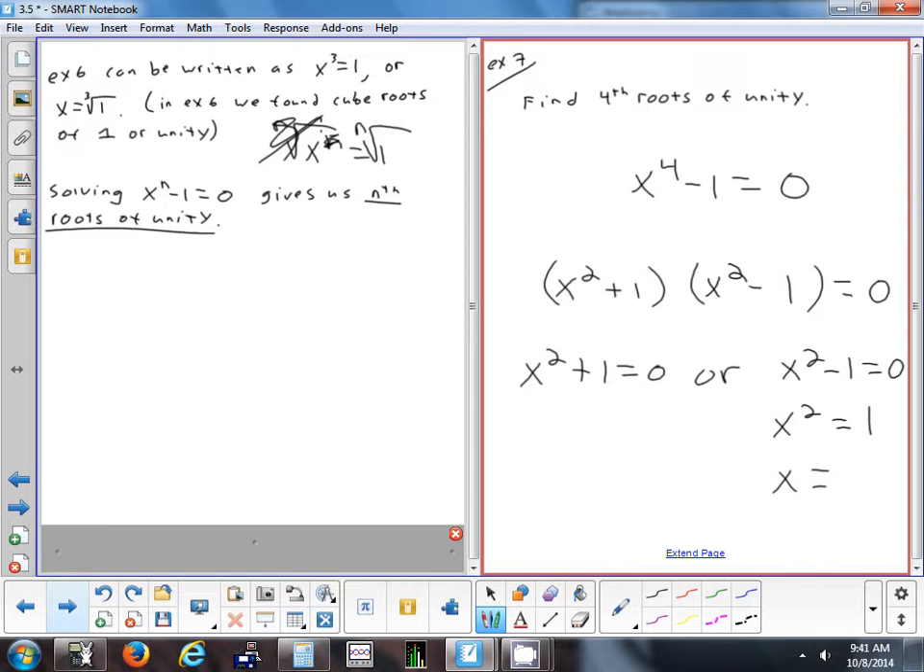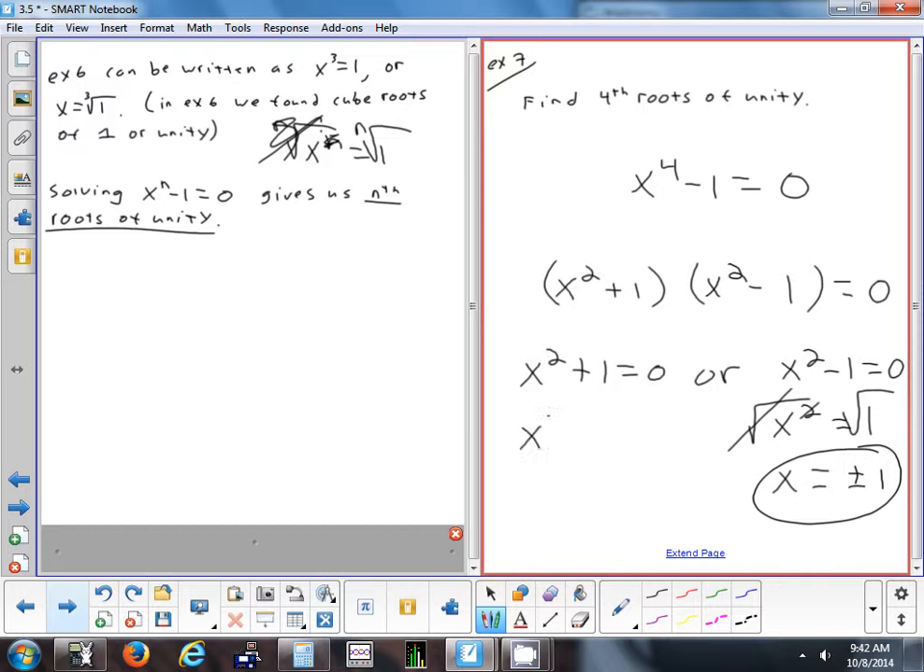How would we solve this equation to get rid of that exponent? Yep. Take the square root. And what's the square root of 1? 1. Okay, 1. Yep. What else? Plus or minus 1. Plus or minus 1. So there's your 2 answers from that factor.